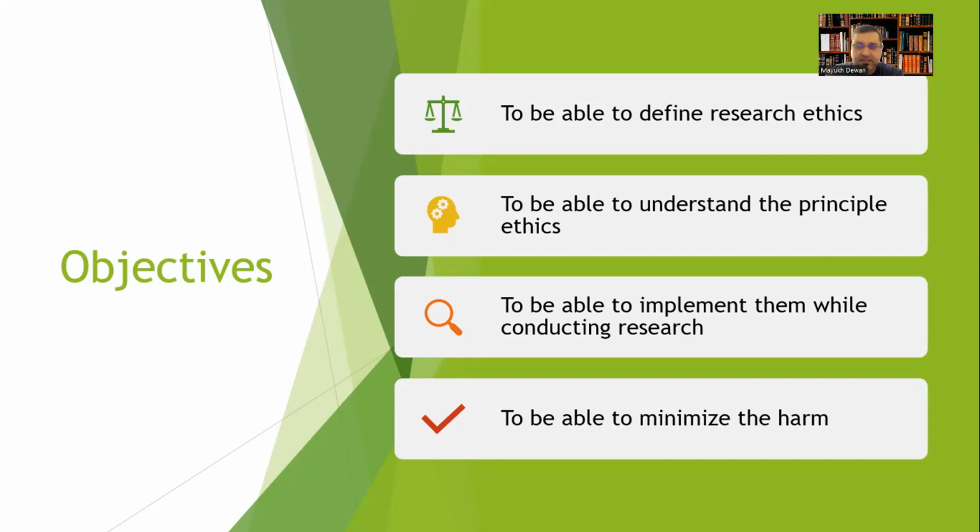So the objectives of today's class are to define research ethics, to understand the principles of ethics, to implement these ethical principles in conducting our own PhD research, and the last one, which is the most important, to minimize harm to our participants. Again, I use the words participants or respondents interchangeably.